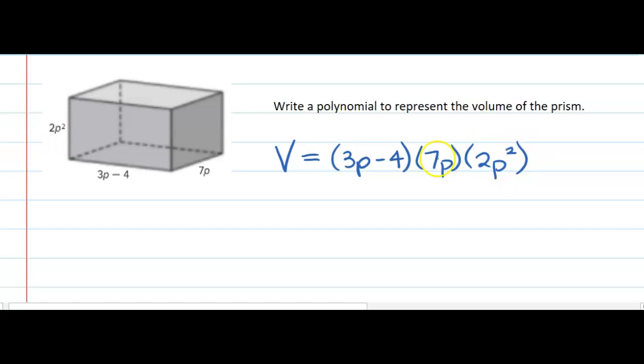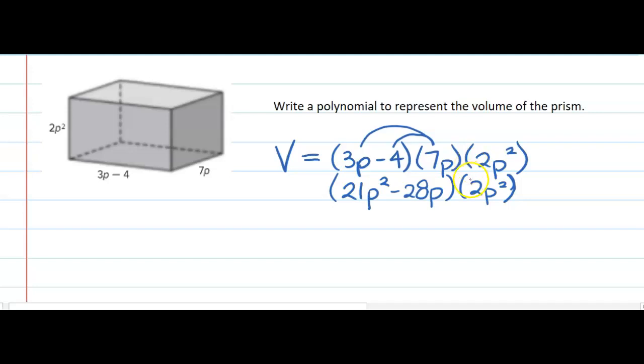Well, let's start by just taking 7p and multiplying it throughout the first set of parentheses. I end up with 3 times 7, which is 21. P times p is p squared. Negative 4 times 7 is negative 28p. And this third term just drops down, 2p squared.